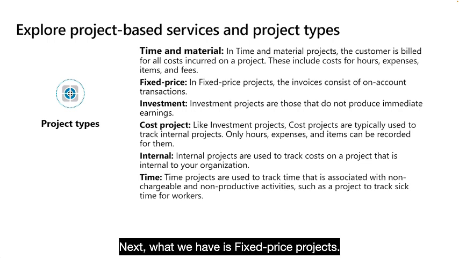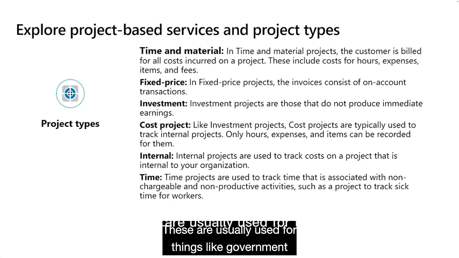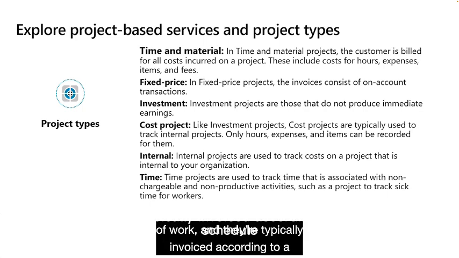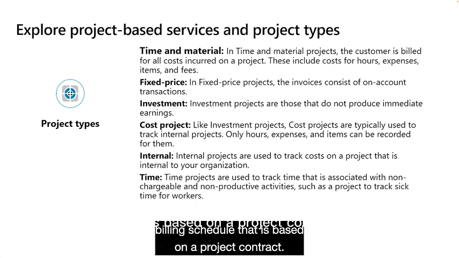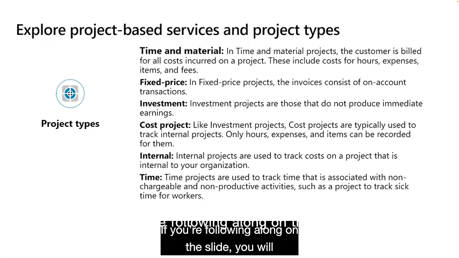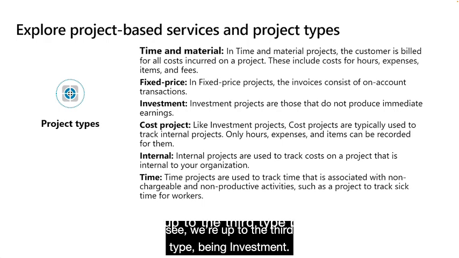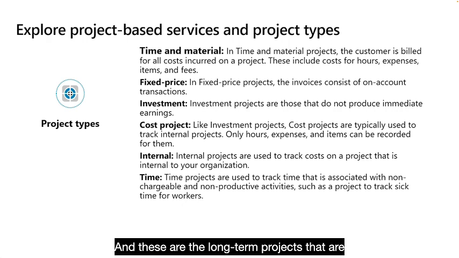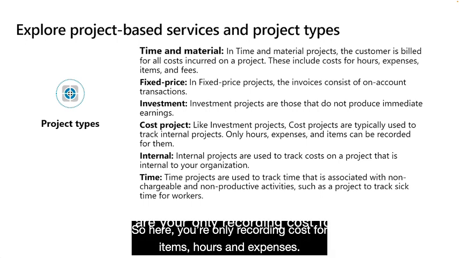Next, what we have is fixed price projects. These are usually used for things like government projects, where there is a tightly defined statement of work and they're typically invoiced according to a billing schedule that is based on a project contract. If you're following along on the slide, you will see we're up to the 3rd type, being investment. And these are the long-term projects that are not expected to produce immediate earnings. So here you're only recording cost for items, hours, and expenses.